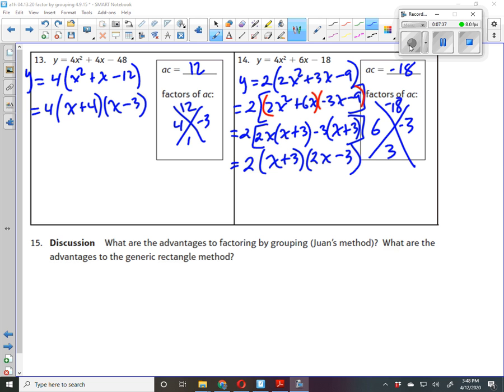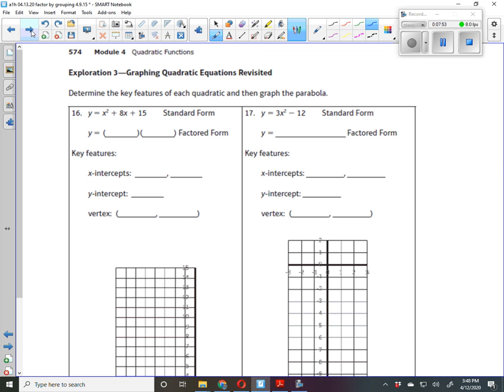All right, again, I'll let you pause this and take a look at it all you want. See if you understand what we're doing. Factor by grouping. We need to have the process down. Okay, and then the last two problems are just asking you to find out what you know.